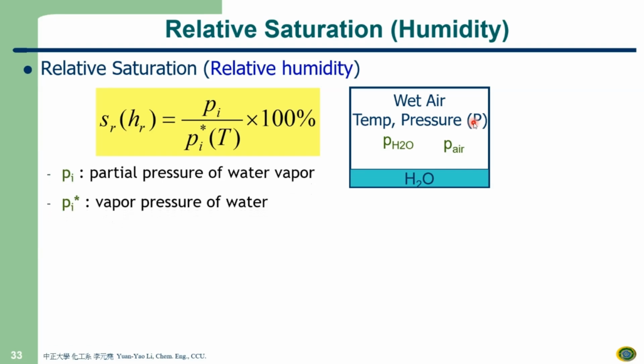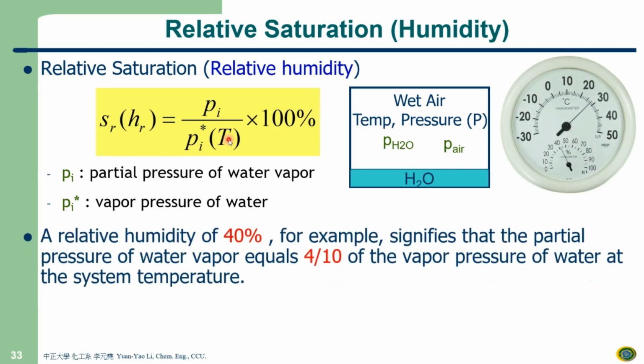So SR stands for relative saturation: Pi divided by Pi star as a function of T, times 100. Pi is the partial pressure of the water vapor, of course, and Pi star is the saturated vapor pressure as a function of T. You can check the table for different temperatures. Okay, so I'll give an example.